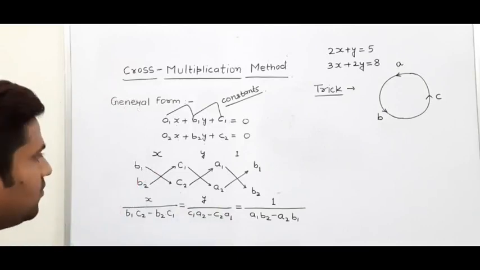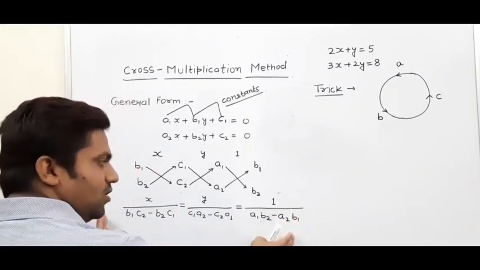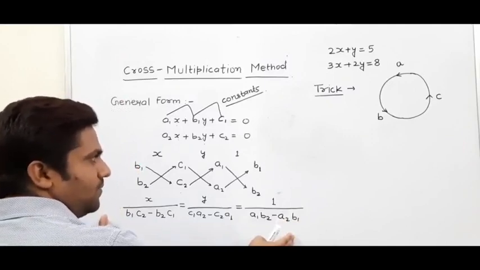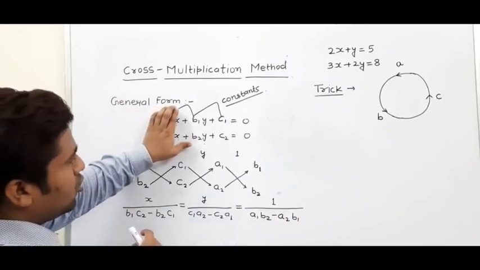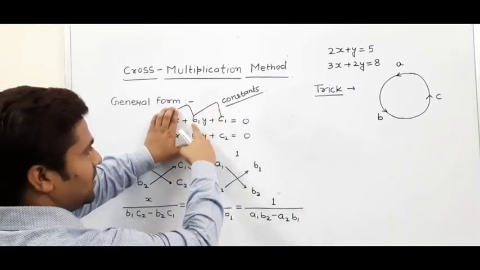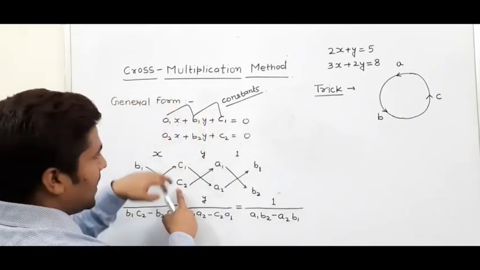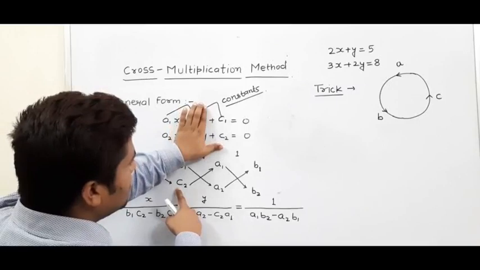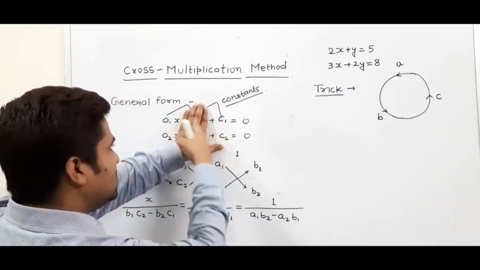How are we going to make it interesting? First of all, we are going to discuss the general meaning of this. Firstly, we are going to hide the column of x and write down the constants, that is b1, b2 and c1, c2, in that order. Again, we are going to hide the column of the term containing y, that will be c1, c2 and a1, a2.